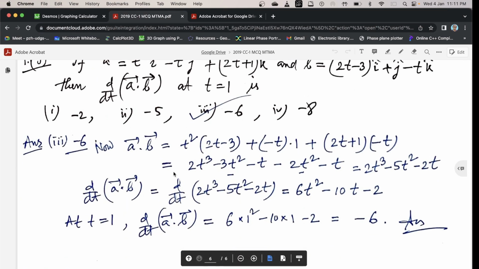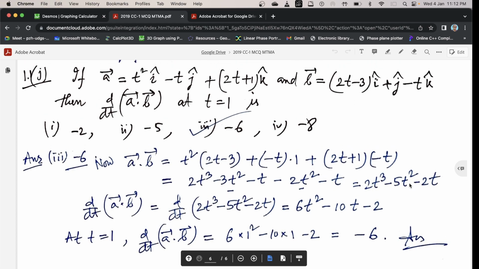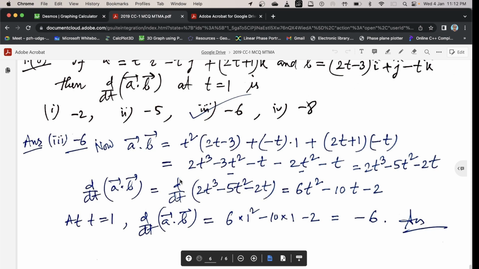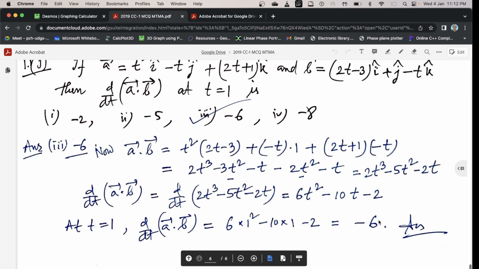Now A vector dot B vector, the dot product, we get 2t cubed minus 5t squared minus 2t, and the derivative with respect to t of A dot B vector gives 6t squared minus 10t minus 2. At the point t equal to 1, the derivative of A vector dot B vector equals minus 6. The correct option is 3.